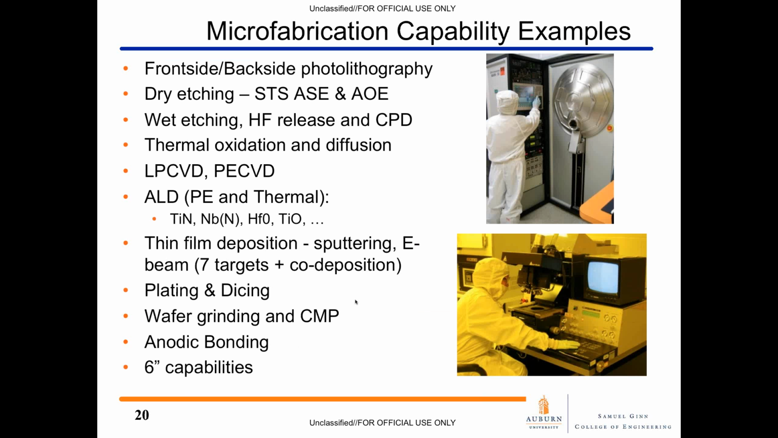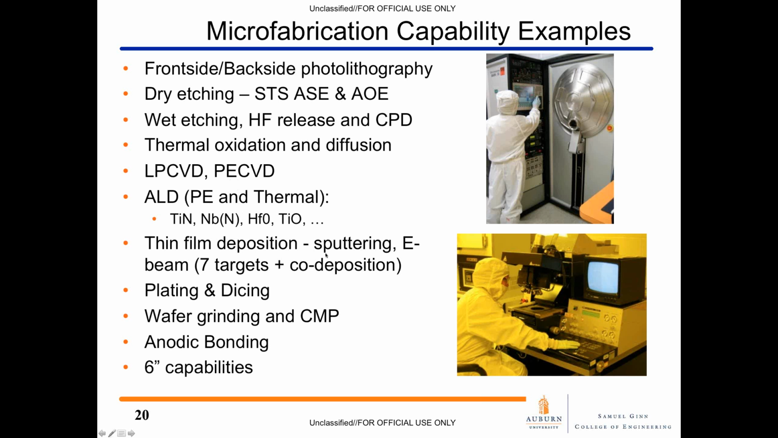Just to give you a little idea of some of our microfabrication capability and equipment, we have front and backside photolithography, dry etching. We actually have 4 STS systems here on campus now. Wet etching, HF release, we have a critical point dryer, thermal oxidation, diffusion, low pressure chemical vapor deposition, PECVD, ALD systems, which I'll talk a little bit more in a minute.